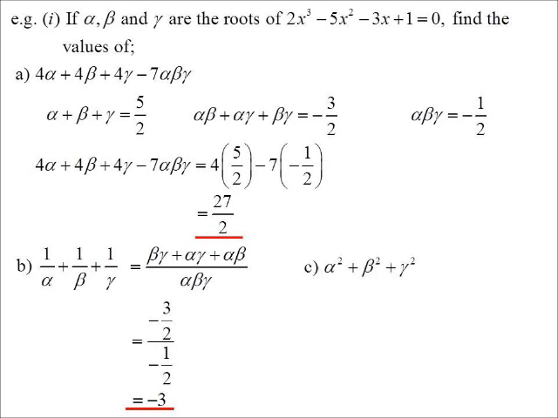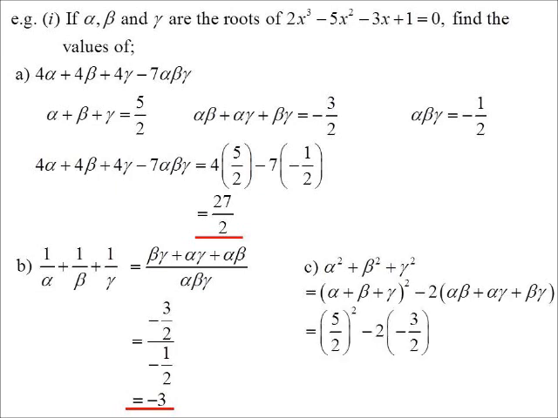Alpha squared plus beta squared plus gamma squared. I said that's always going to be the sum of the roots 1 at a time squared minus 2 times the sum of the roots 2 at a time. So let's substitute that in. We'll get 5 on 2 squared minus 2 times minus 3 on 2. That one turns out to be 37 on 4. So just like the quadratic, once you've got the 3 basic ones, it's usually a lot of algebraic manipulation and substitution to come up with your final answer.